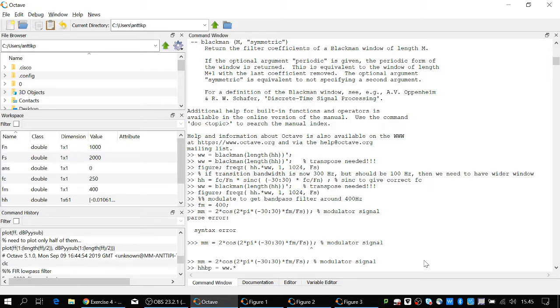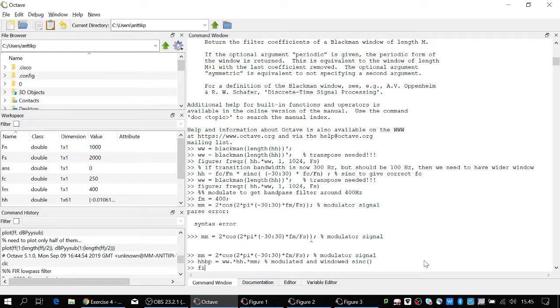So this is my bandpass filter design: the window dot times that sinc, which was the h8, dot times the modulator. So it's the element-wise product. Okay, modulated windowed sinc. There we go. Figure, frequency response of h8 bandpass. Bandpass. There we go.